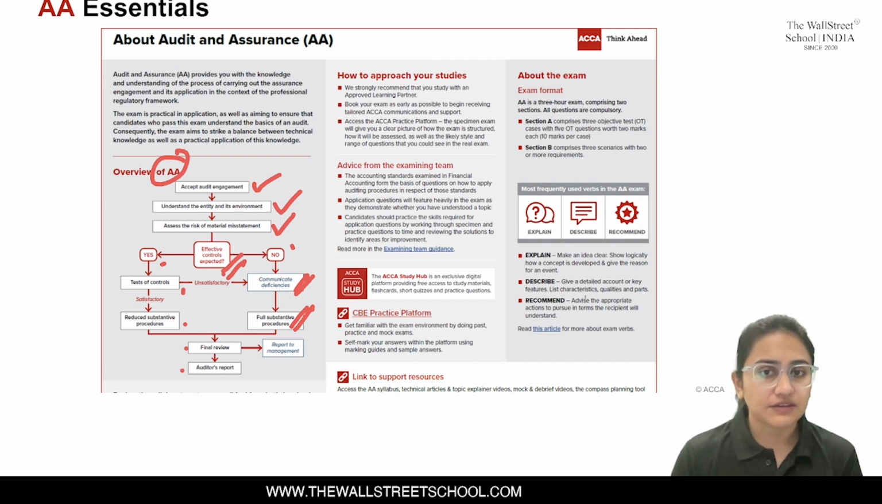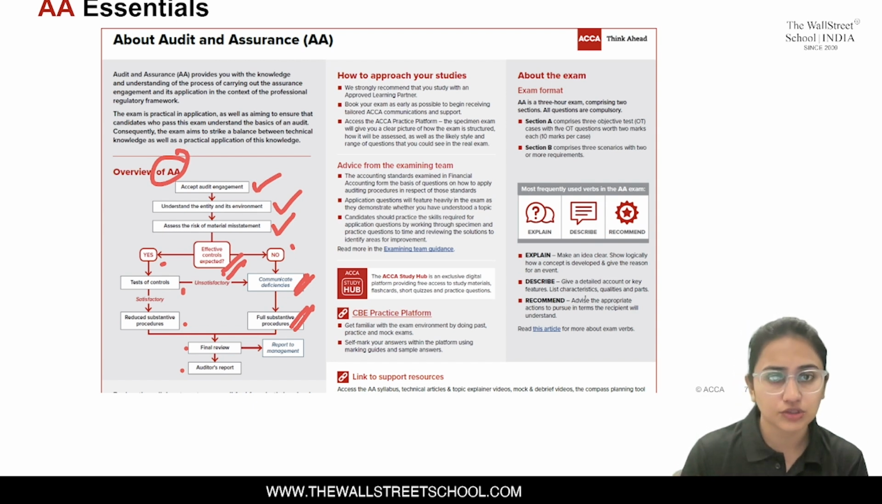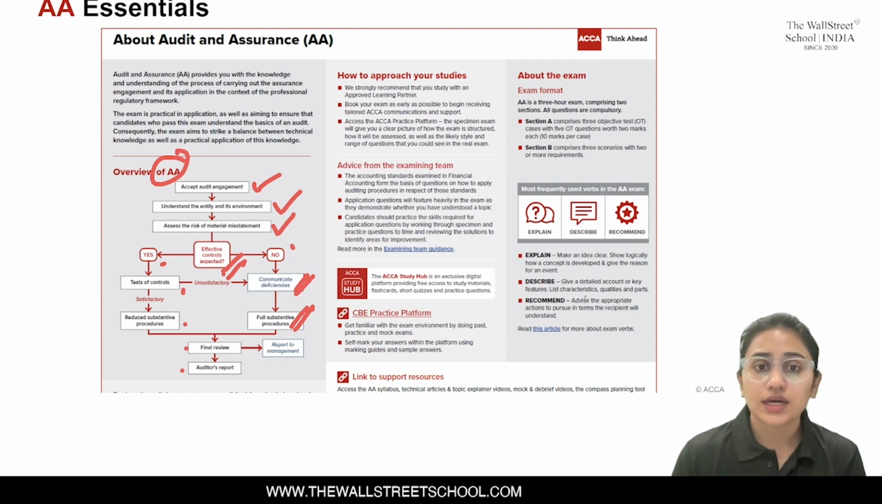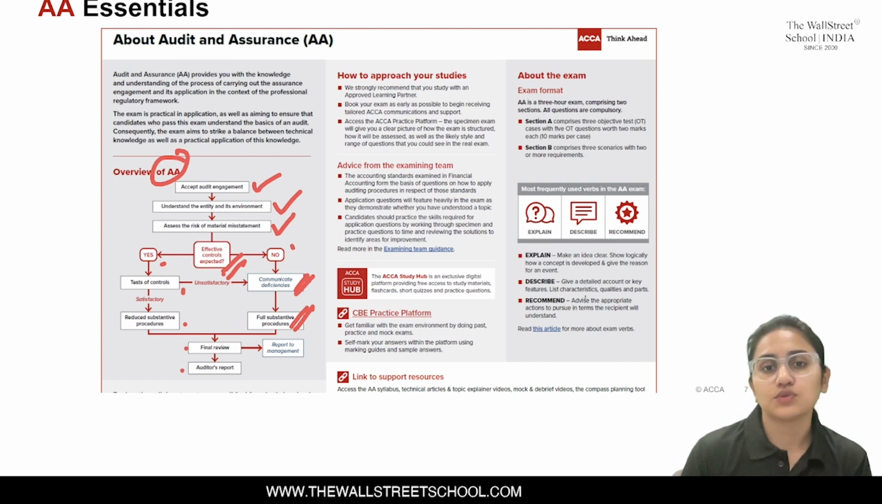Access the ACCA practice platform. The specimen exam will give you a clear picture of how the exam looks, how it is structured, how it is assessed, as well as the likely style and range of questions that you could see in the real exam. Now, this is one small piece of advice from the examining team. The accounting standards examined in financial accounting form the basis of questions and how to apply audit procedures in respect of those standards. So, whatever standards you've studied in your FR, those standards will be examined here as well. Application questions will feature heavily in the exam as they demonstrate whether you have understood a topic. So, how your knowledge is applied, that is what is mainly tested here.